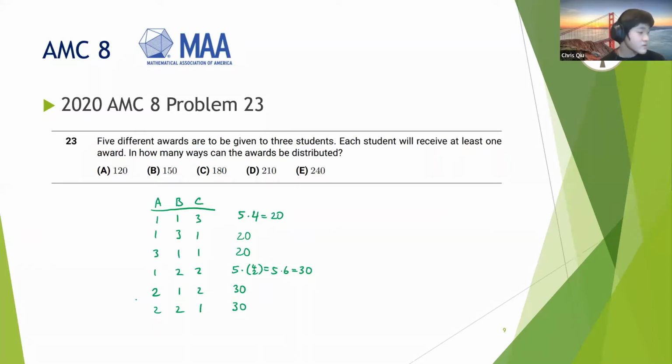So now we've gone through all cases, all that remains is to add up the cases. And this number is 150, which is the total number of ways to distribute the awards.